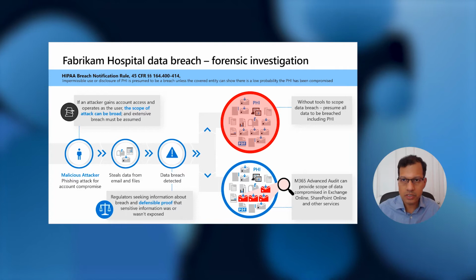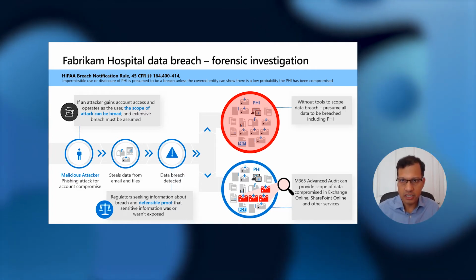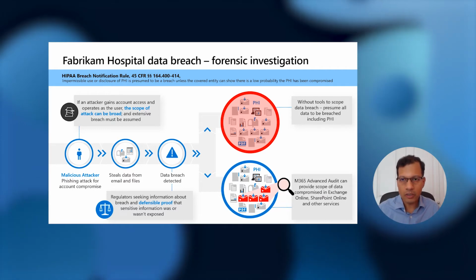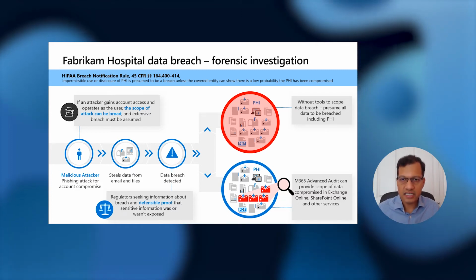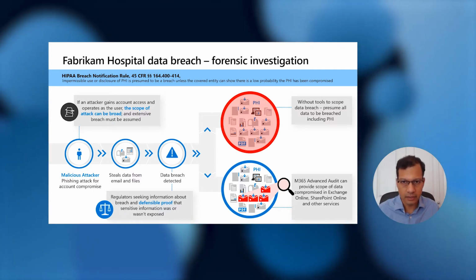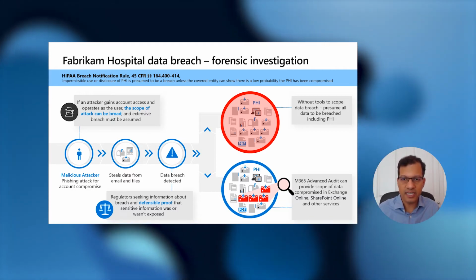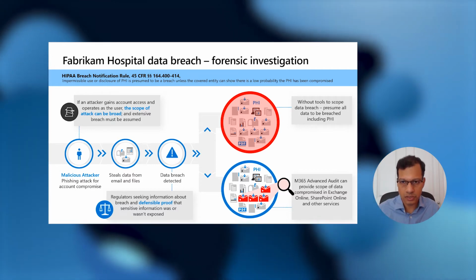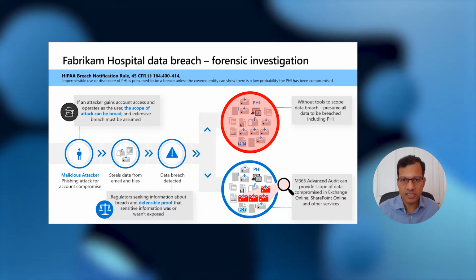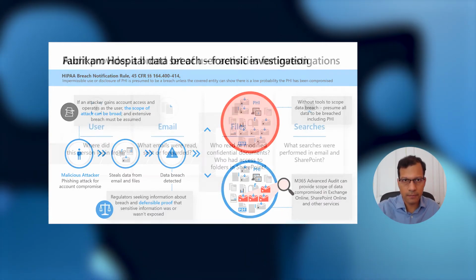So if it has tools to actually scope the data breach, then it can perform a targeted investigation. But if it does not, then it has to presume that all data has been breached, including all PHI that this user account had access to. So if that's the case, then the scope of the breach becomes very large and the reporting obligations become very complicated. But Microsoft Audit can provide a very scoped assessment of the exact data that was breached by this user. And this can be done across a variety of services such as Exchange, SharePoint, and other services. So let's take a closer look at how that's accomplished.